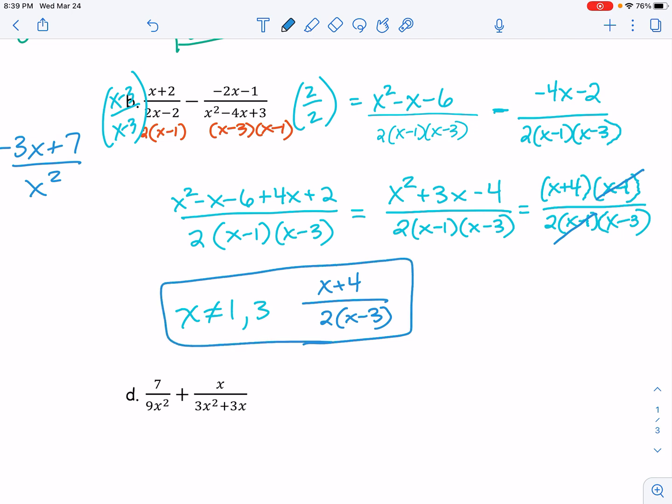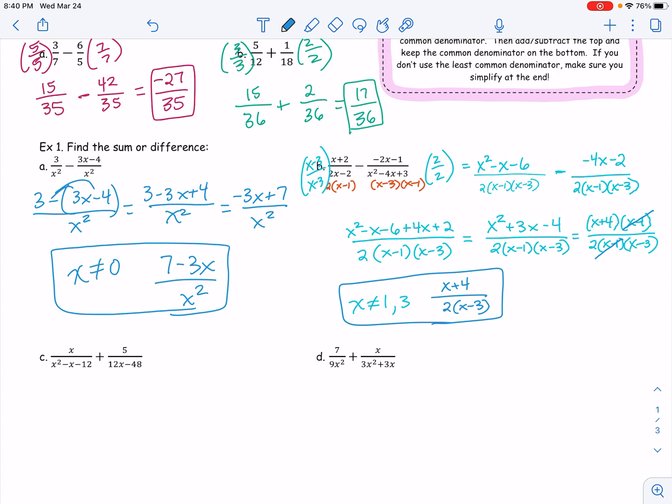Just like multiplying and dividing, you do not have to expand your numerator or your denominator unless you just want to. So if you wanted to rewrite this as x plus 4 over 2x minus 6, that's totally fine, but you definitely do not have to take that extra step. Okay? All right, let's try it again.